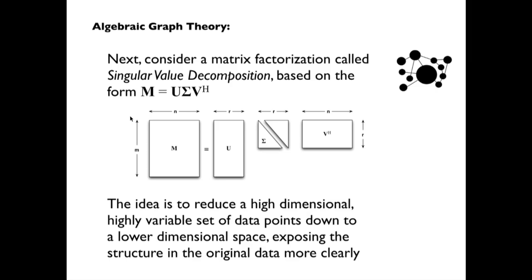But singular value decomposition is based on this form of, say we have matrix M as our input. Then we've got three other matrices. You can say that M equals matrix U times matrix sigma times matrix V, and V is in a special form of a conjugate transpose.